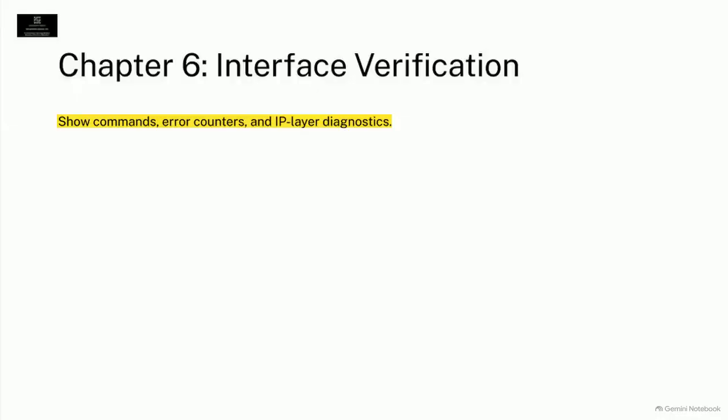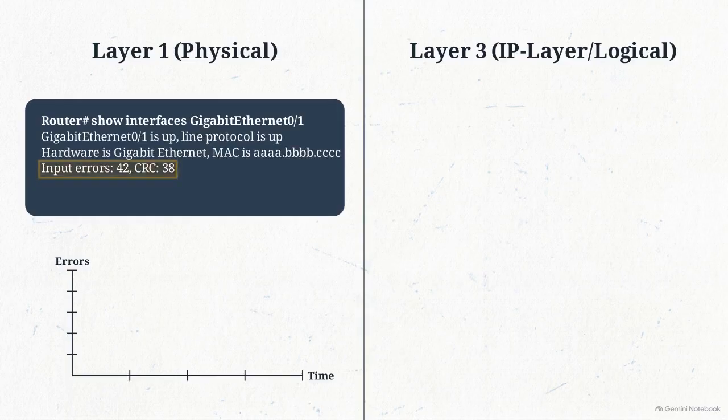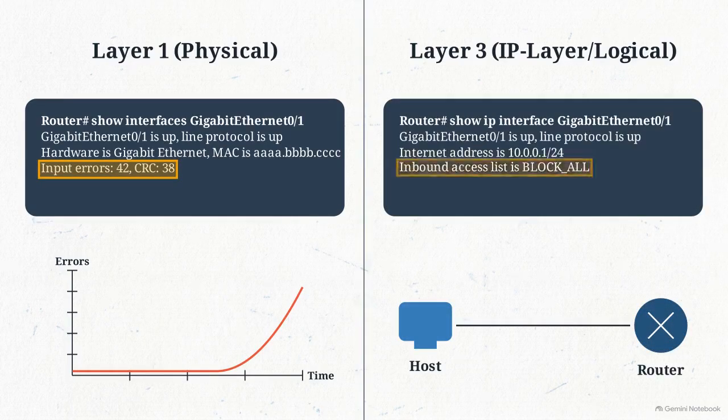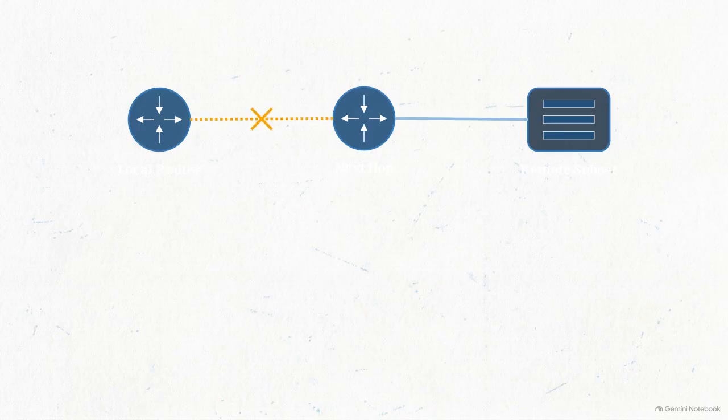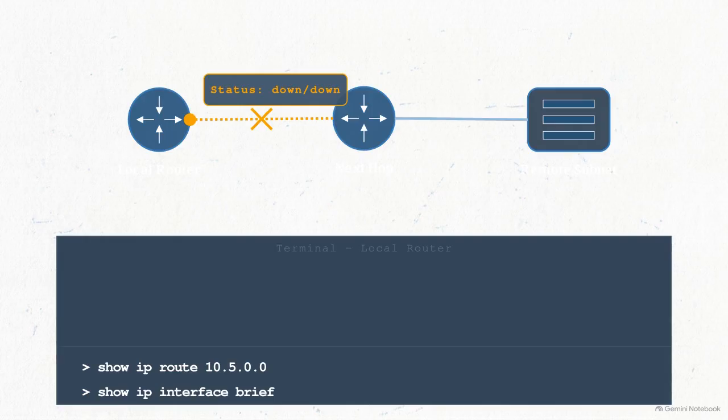When investigating connectivity loss, operations shift to systematic interface verification and IP layer diagnostics. Use show interfaces to diagnose physical layer faults like CRC errors. Use show ip interface to identify IP layer issues, such as traffic blocked by an inbound access list. For a dropped remote site, verify the route to the subnet, check the interface status for down-down states, and use CDP to validate layer 2 adjacency with connected neighbors.